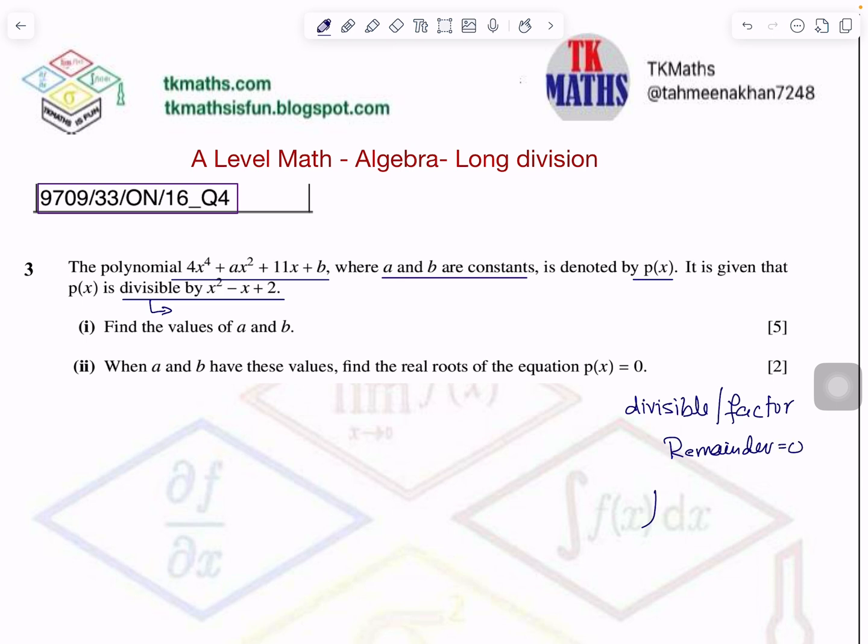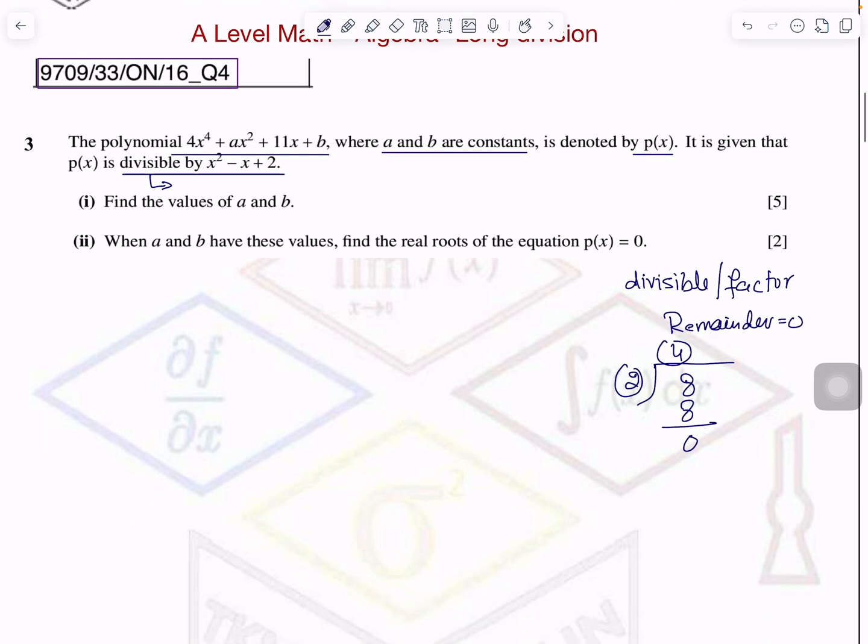Just giving you an example. In number system, suppose you have to divide 8 by 2. So when you get remainder 0, these both are the factors of 8. Similarly, in polynomial, when the remainder is 0, the divisor and the quotient are factors. So let's start here, the long division. Those of you who do not know how to do long division, I will keep teaching that as well.